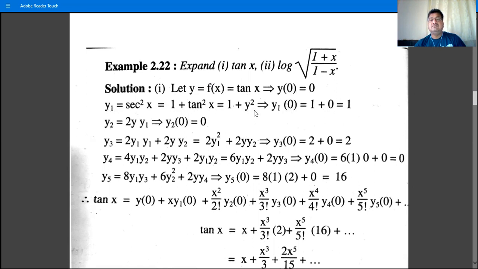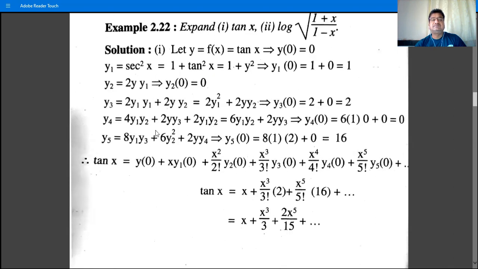And then y2, the second order derivative, is the derivative of 1, which is 0, plus the derivative of y square, which is 2y into y1. That is the derivative with respect to x. The derivative of x square is just 2x, but it is y square, so 2y into the derivative of y, which is y1. And then y2 at 0 is what? It is 2 y0 y1 0. So y0 is 0, so y2 at 0 is 0.